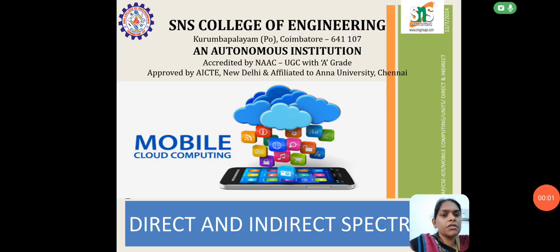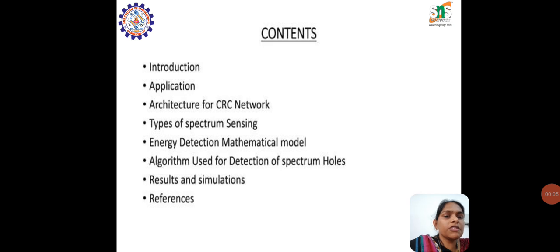Hi students, today we are going to discuss direct and indirect spectrum. So in today's topic, we'll see what direct spectrum and indirect spectrum are, their applications, and the architecture of the CRC network, the types of spectrum sensing and energy detection mathematical models, and also the algorithm used for detection of spectrum holes, and its results and simulations.